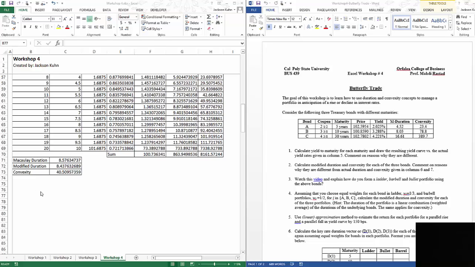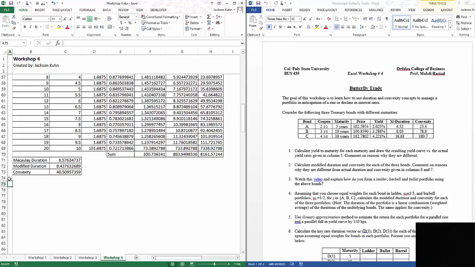So for question number 3, you're going to want to watch this video and then explain how you would form a ladder, barbell, and bullet portfolio using the above bonds. The key thing to know for this is that for a ladder portfolio, you're going to have equal weights in every maturity type. So in a short maturity, short being 5 years, a middle maturity being 10 years, and long maturity being 30 years. For a barbell portfolio, we're going to have our weight split between the short portfolio and the long portfolio, or the long bond and short bond, I should say. So in this case, bond A and C. And in the bullet portfolio, we're going to put all our weight in the middle maturity, so bond B.